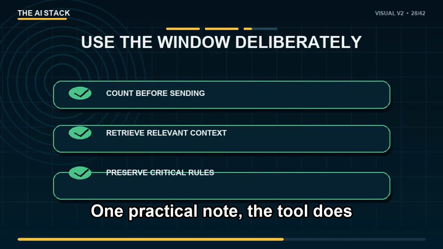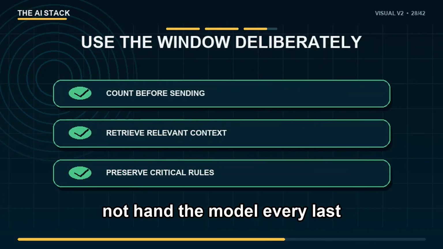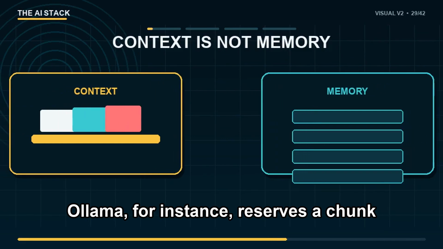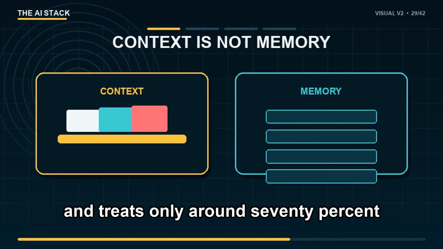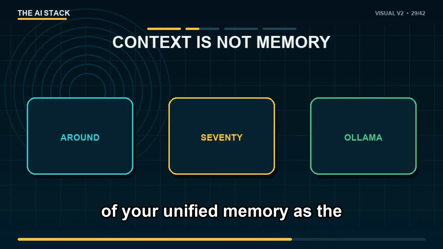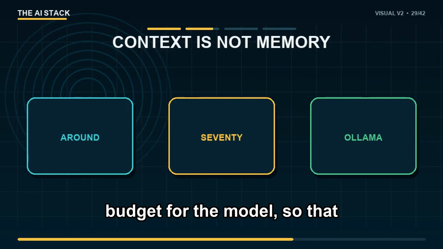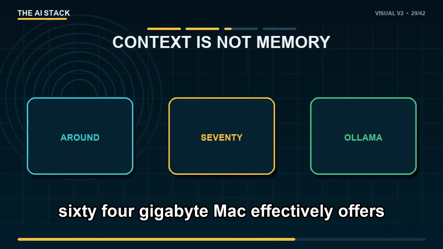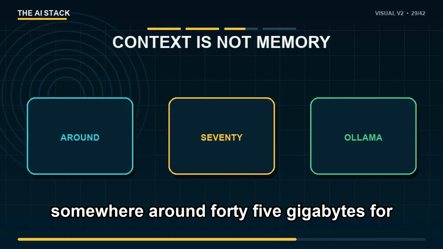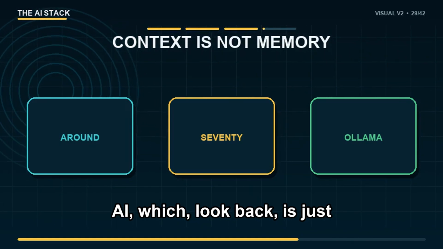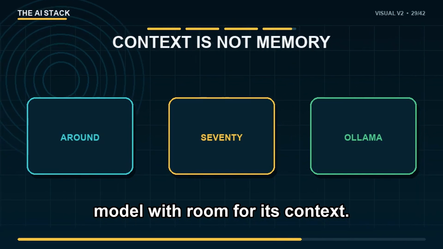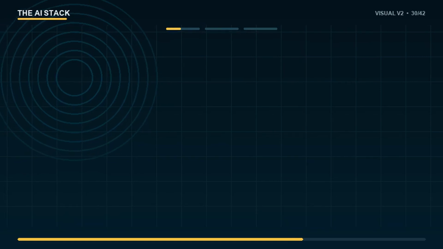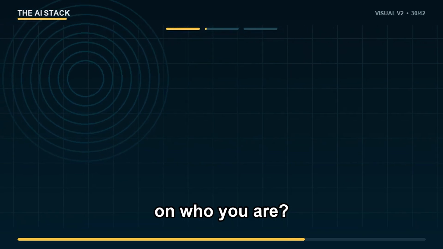One practical note, the tool does not hand the model every last byte. Ollama, for instance, reserves a chunk for the rest of the system and treats only around 70% of your unified memory as the budget for the model. So that 64 gigabyte Mac effectively offers somewhere around 45 gigabytes for AI, which, look back, is just enough for a quantized 70 billion model with room for its context. The numbers all connect. So how does this land depending on who you are?